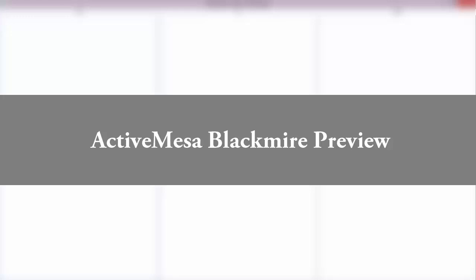Hi, and welcome to a demonstration of ActiveMesa Blackmire. Now, Blackmire is a solution for using Roslyn to convert C# code into C++. This is something that you could run on a single file or a project or an entire solution full of projects. But let's take a look at the Blackmire notepad, which lets you quickly visualize C# constructs in C++.